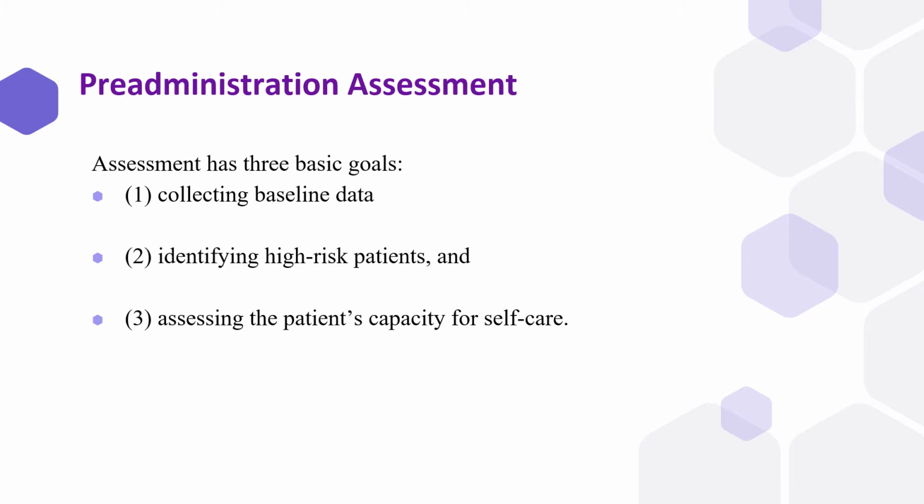In the second goal, identifying high-risk patients, the important predisposing factors are the pathophysiology, especially liver and kidney impairment, genetic factors, drug allergies, and lifespan considerations such as pregnancy or the very young or those with advanced age.